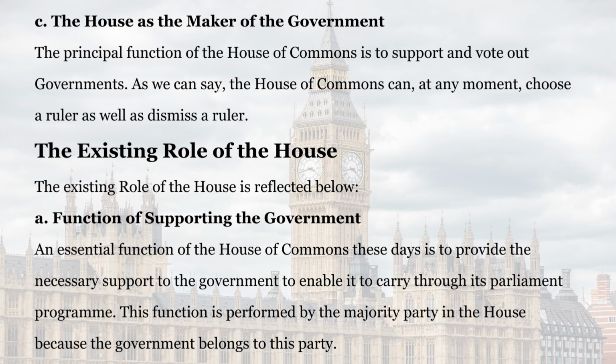The existing role of the House. The existing role of the House is reflected below. A. Function of supporting the government. An essential function of the House of Commons these days is to provide the necessary support to the government to enable it to carry through its parliamentary programme. This function is performed by the majority party in the House because the government belongs to this party.